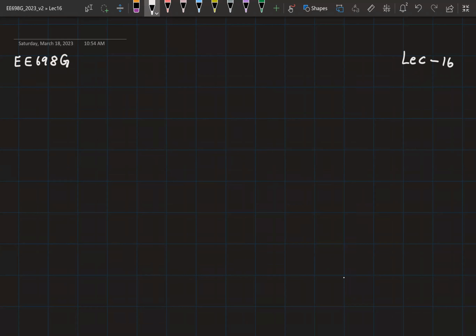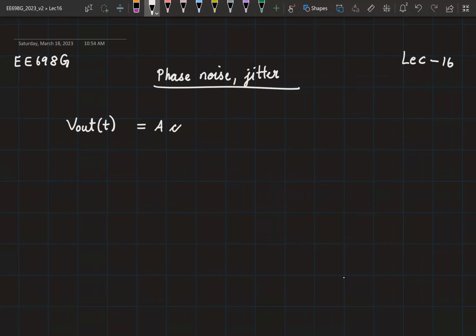This is lecture 16, and today is the third discussion session on phase noise and jitter. So let me do a quick recap of what our final aim is. We have some signal V out of T. This is a clock signal given by A cos of omega naught T plus phi n of T.